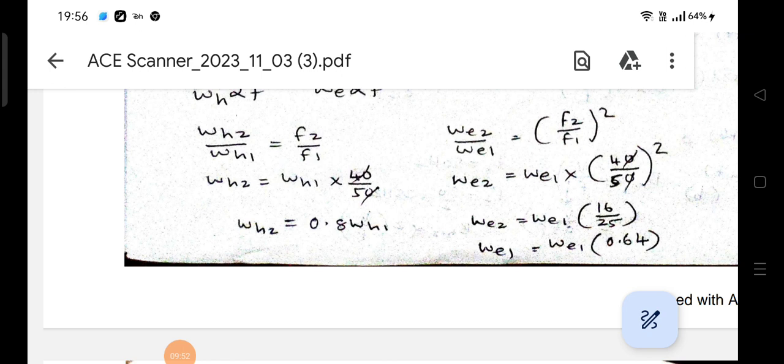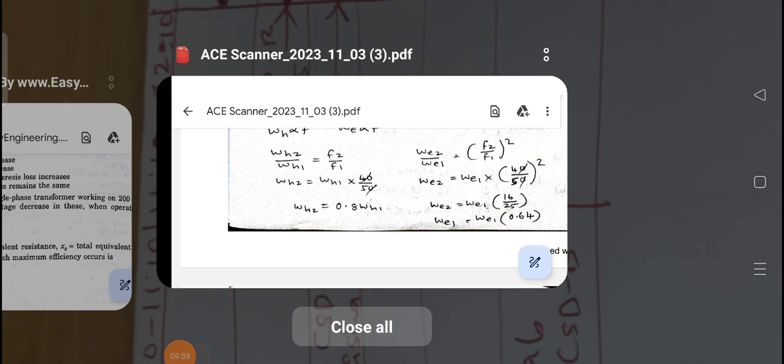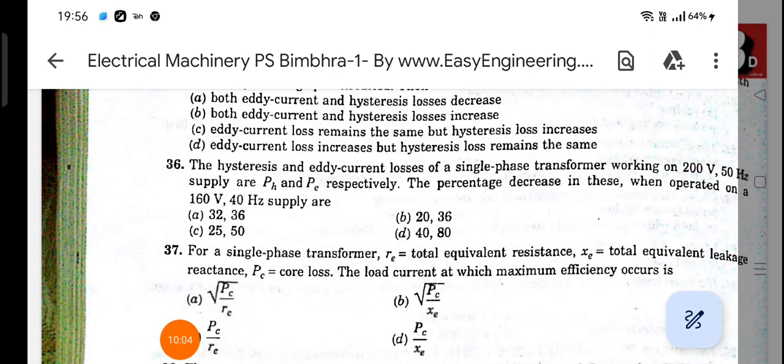Suppose the input is 100% losses, here WH2 is 80%. That means 20% reduces. Here approximately 36% is reduced, right? From the given options, option B is correct.